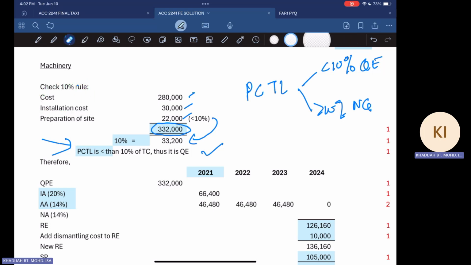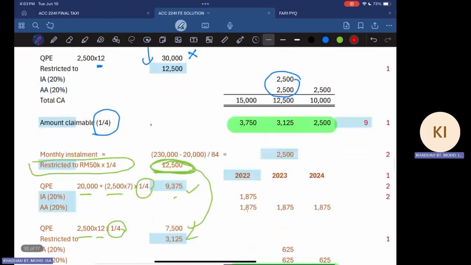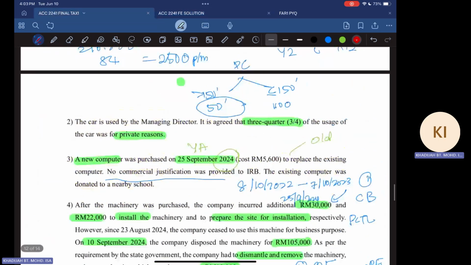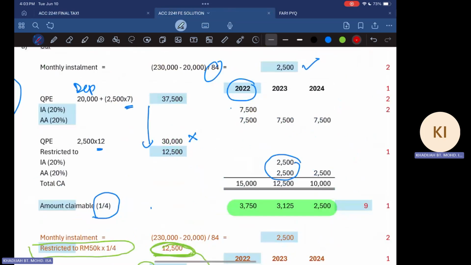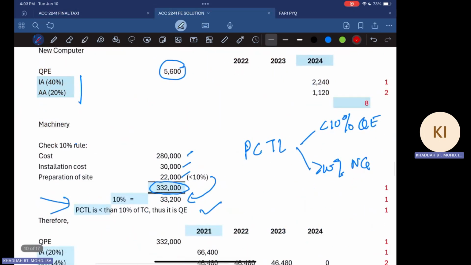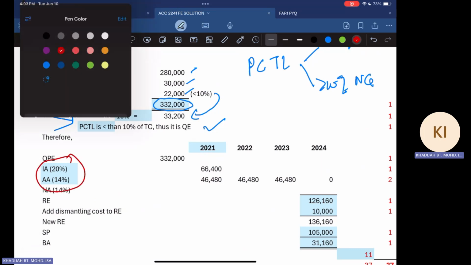Right? Okay. So once you have identified the QE, then you compute based on YA 2021. How do you know it's YA 2021? Remember that from the question just now, we have identified that it was acquired in YA 2021. So it's very important. So you acquire in 2021. Where's the machine? Okay. So IA, and remember that it's a machine, so the rate is 20 and 40%.